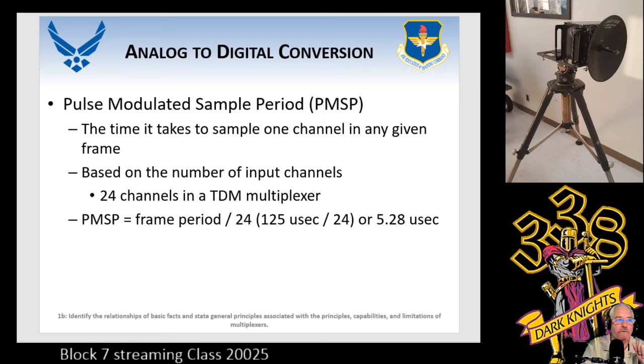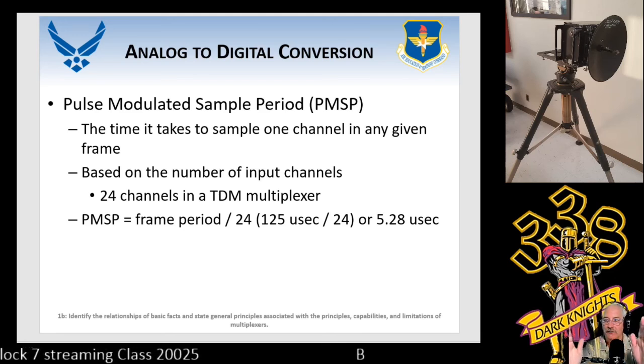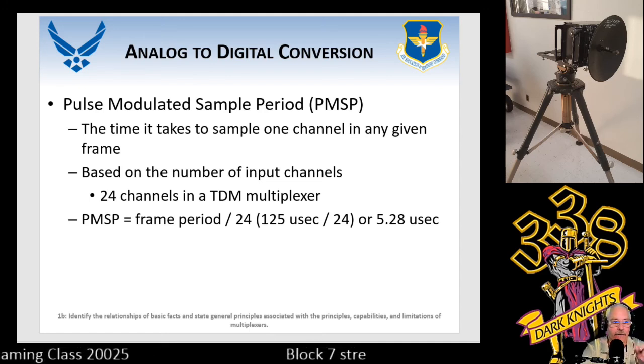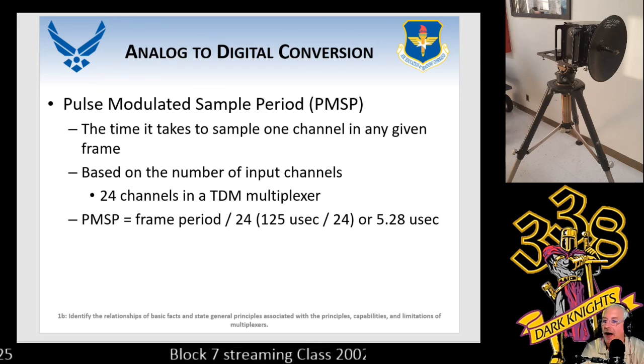So the next one's called PMSP, pulse modulated sample period. So 24 channels in this space. Now I want to know what one channel, how much time it's taking to sample that. So what we do is we find out how many channels are in that frame period and take what we found out for the frame period and divide it by the number of channels. In our case, we have 24 channels. That's what we were figuring on.